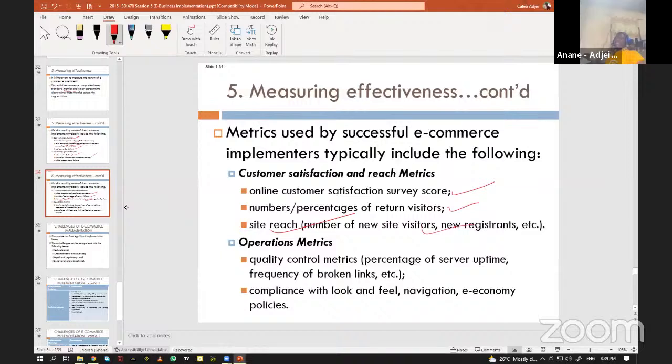Then quality control metrics, the operation metrics. We have the percentage of server uptime. How many times did our system go off? And how many times did our system remain online throughout? The compliance with look and feel, how people saw the items online, and when people actually saw the product, were they okay? Then navigation and policy. So all those things are very important.